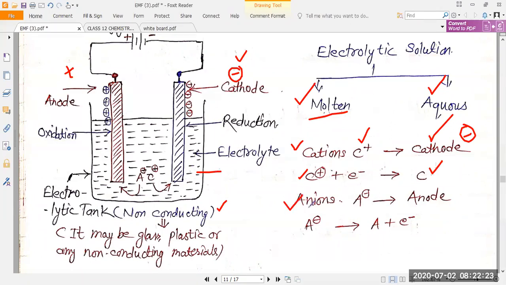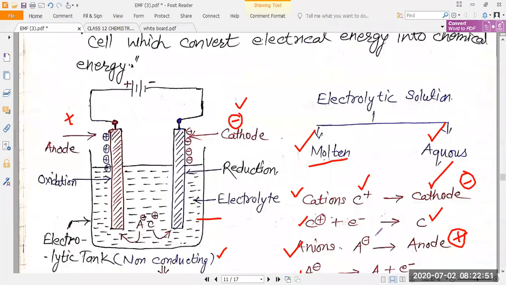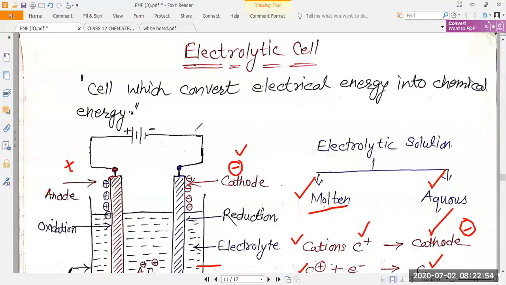Similarly, anions present in the electrolyte solution, suppose that is A negative, go to the anode, and the anode is the positive terminal, so negative charge will go to the positive terminal. When the anions reach the anode side, they give their electron to the anode plate and discharge themselves. So these are the structures of electrolytic cells.